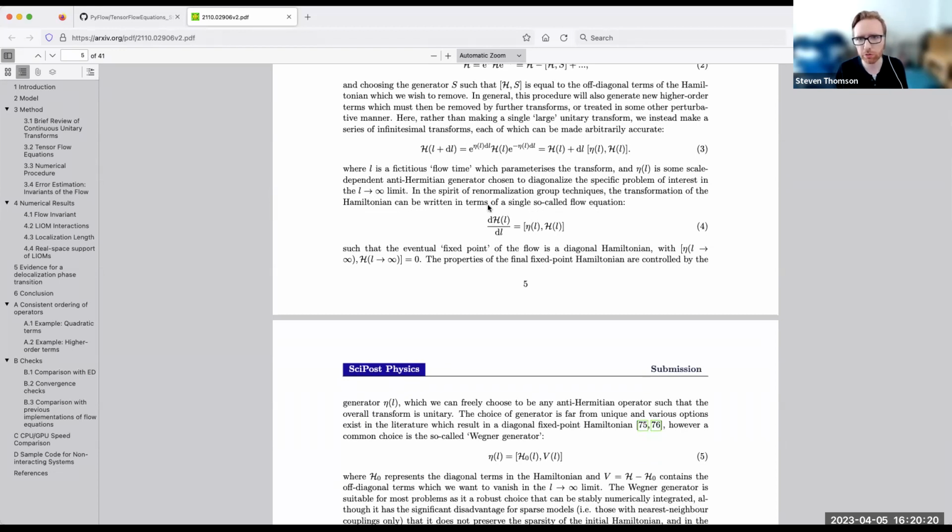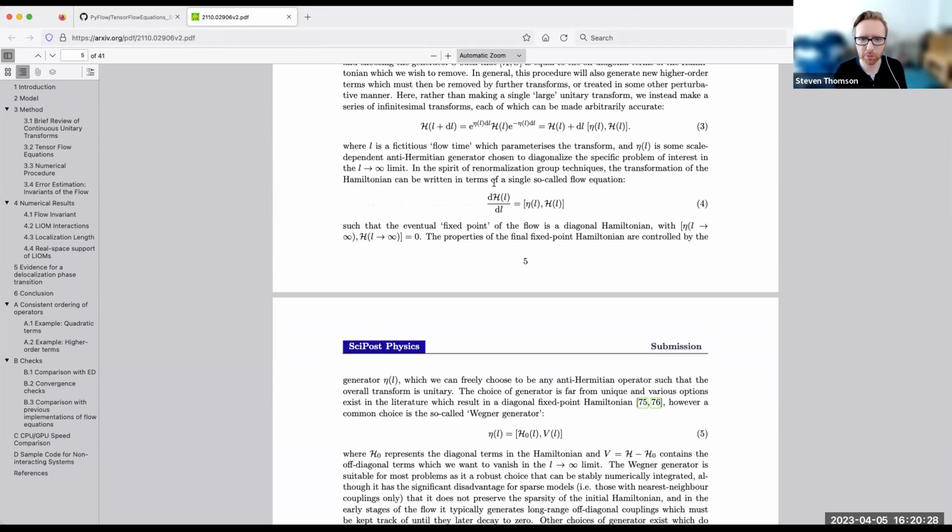It's like an equation of motion for the Hamiltonian. It tells us how the Hamiltonian evolves under the action of this transform. And if you're familiar with the renormalization group, that's how I got into this. It's a bit like an RG equation for the Hamiltonian, where the fixed point is a diagonal Hamiltonian. That's the idea. So we want to solve the flow either numerically or in some cases analytically, reach this fixed point and obtain the diagonal Hamiltonian.